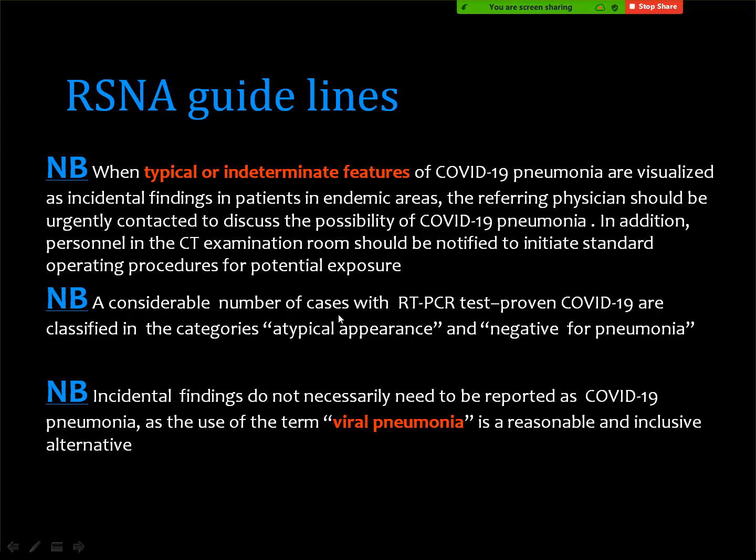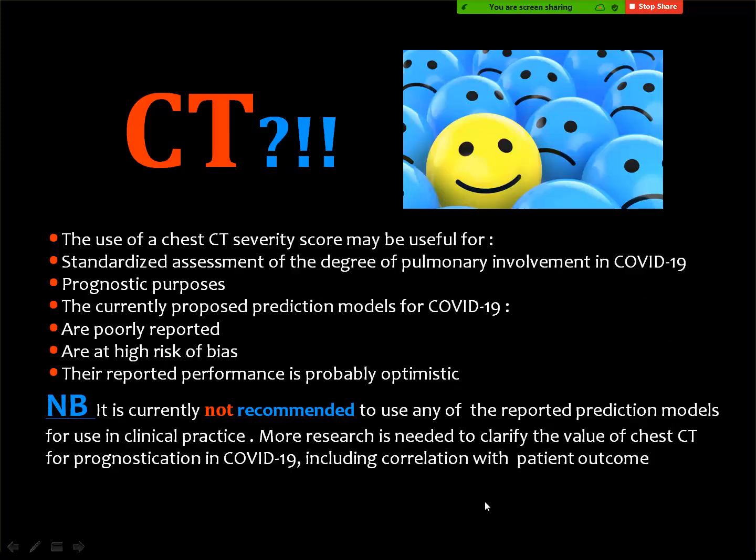And a considerable number of cases with PCR positive for COVID-19 are classified in the category of atypical or negative pneumonia. You know that there are patients with PCR positive and negative CT chest. Incidental findings do not necessarily need to be reported as COVID-19, and you may just say that this is viral pneumonia until you are sure about the diagnosis, considering the laboratory findings, of course.